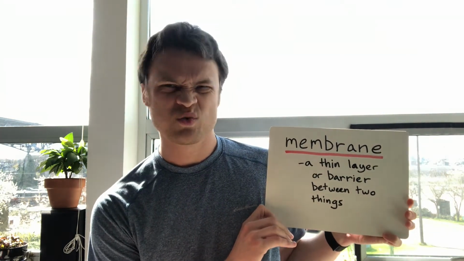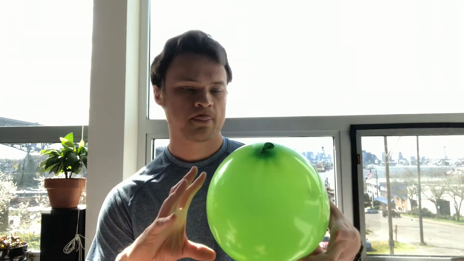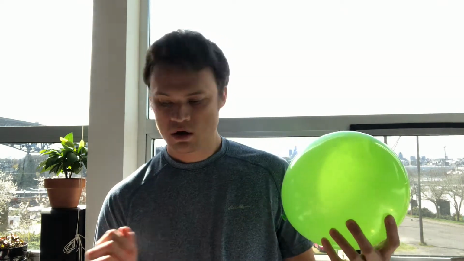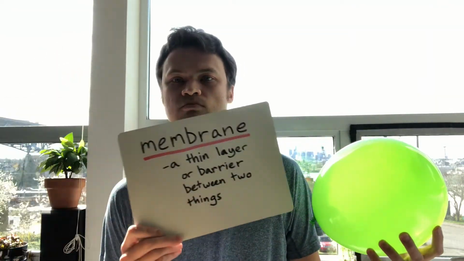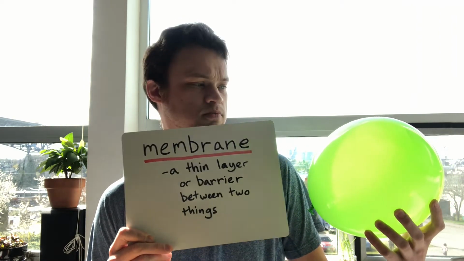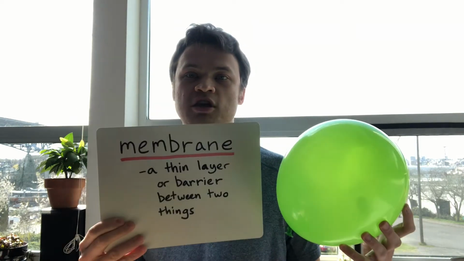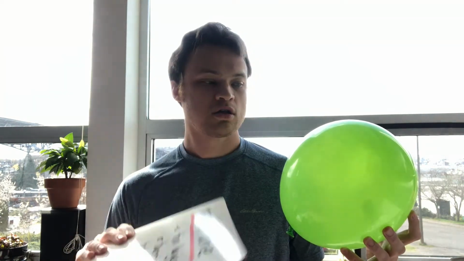So what does that mean, and what are some examples? Well, a great example that we can really see, because it's big, is a balloon. Okay, so it's a thin layer between two things. And so the thin layer in this case is the actual balloon. So inside we have carbon dioxide because I breathed into the balloon. And then outside there is the air. So the membrane, the thin layer, is separating the carbon dioxide from the air outside.